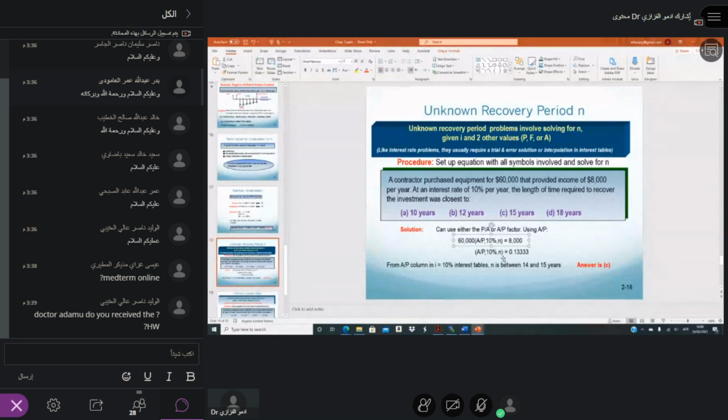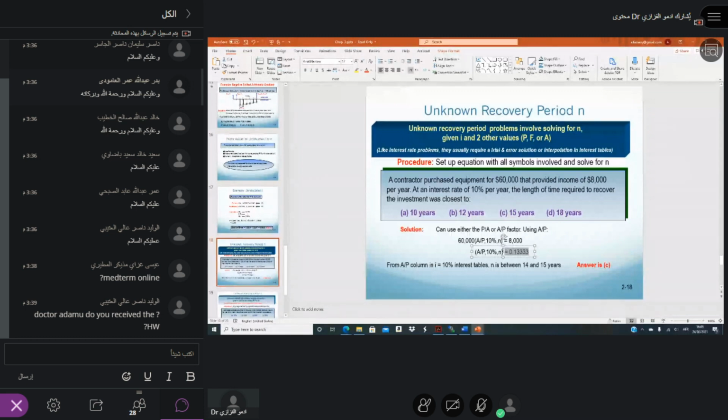closest to, and they're asking you the length of time to recover this investment, that is N. So N is not given, but every other thing is given. So you just put it like this. You divide this 8,000 by 6,000, then you will have this value here. And then once you have this, you go to the table that has 10%, you look for the N that corresponds to this value, that is very close to this value.